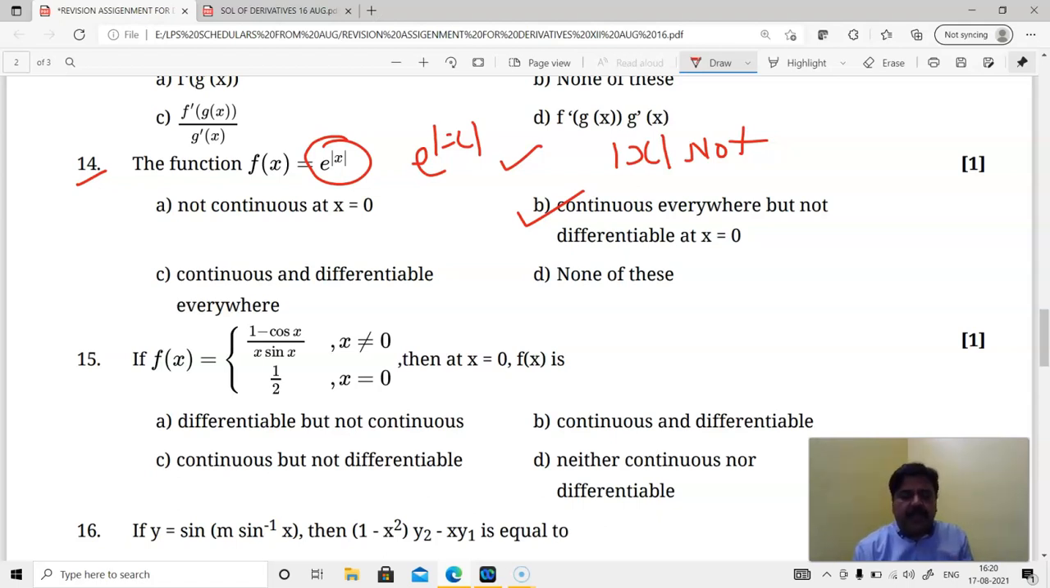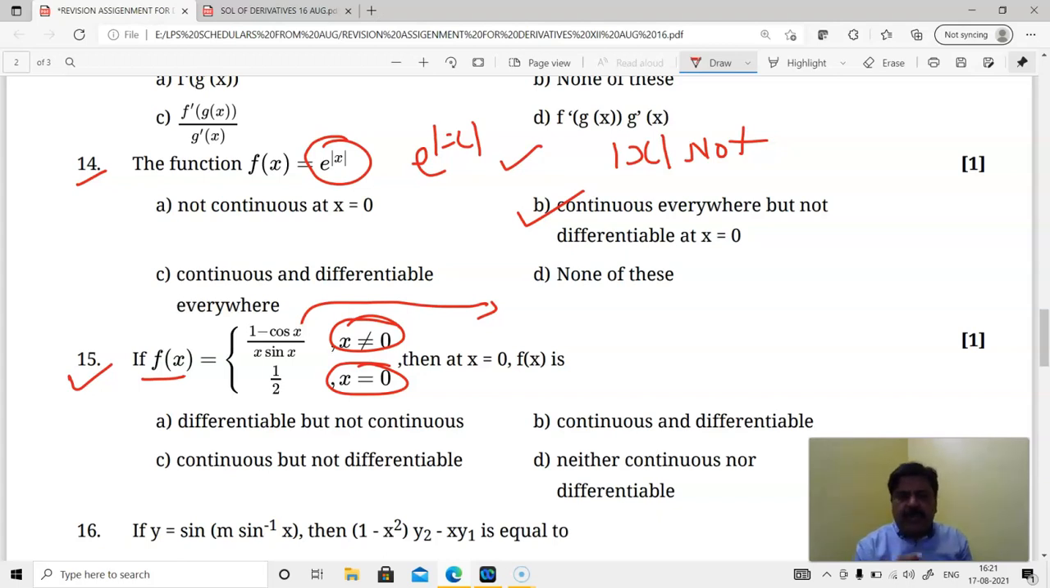In the simpler type of questions, we have question number 15, where f(x) is divided into two parts: when x is not equal to 0, and when x is equal to 0. We have to see whether they are continuous and differentiable, or not continuous or not differentiable, and vice versa. Now let us check it out.